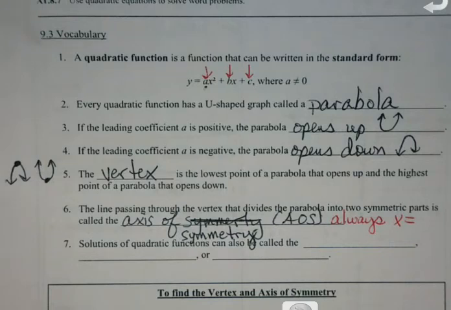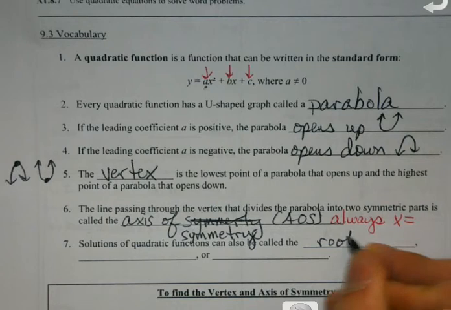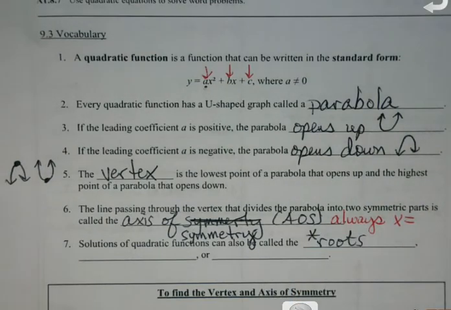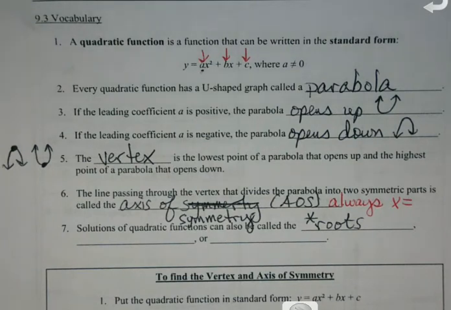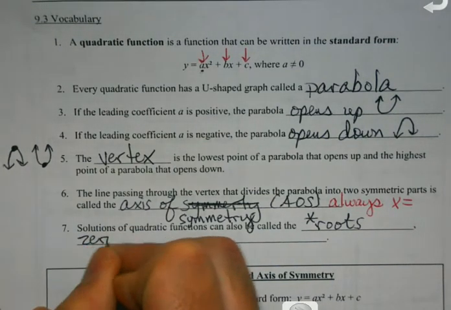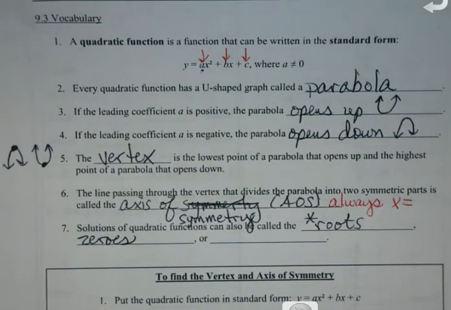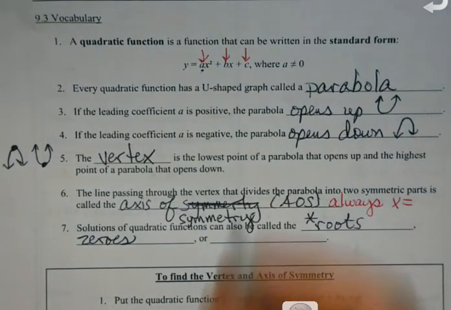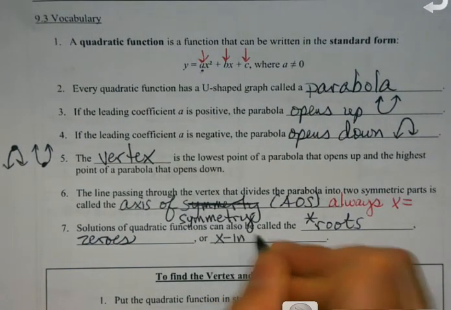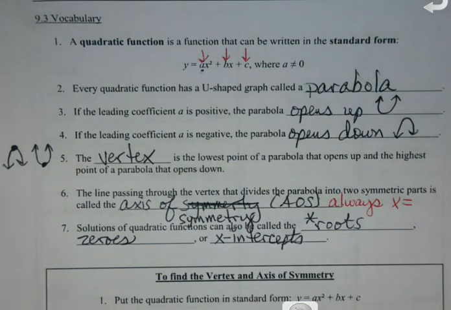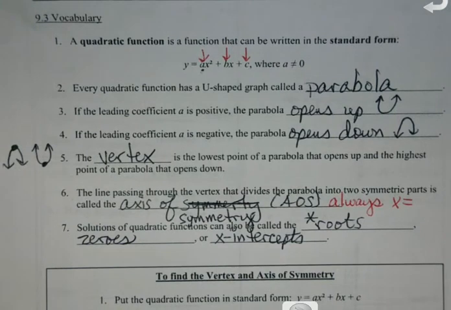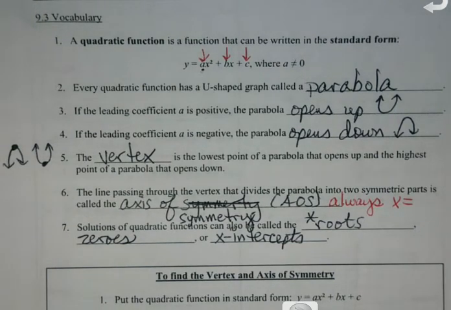And then the solutions, or the answers, we're going to call them roots. That's what we're going to call them most of the time. But depending on what you're looking at, on books, on standardized testing, they use different names. Roots is one. Sometimes they may use the word zeros. Or they may even just call them the x-intercepts, because that's where we find them. Those words are all interchangeable, and I wish they'd have just chosen one word. That would have made this a lot easier, but they didn't.